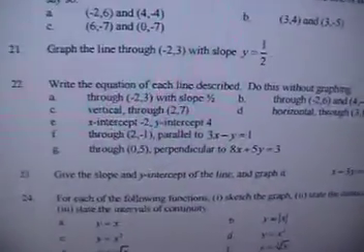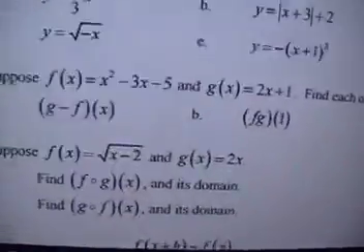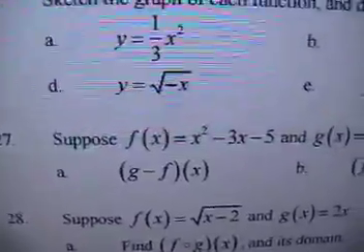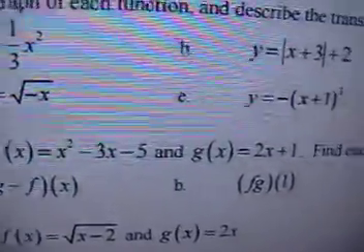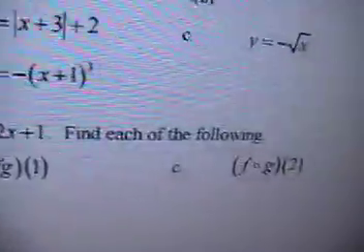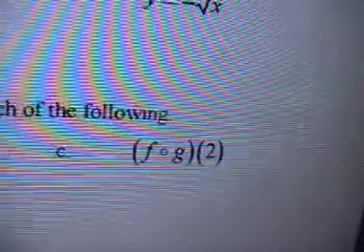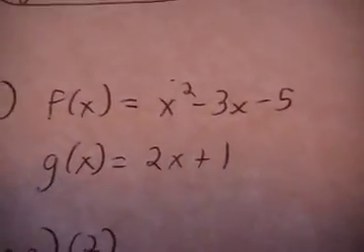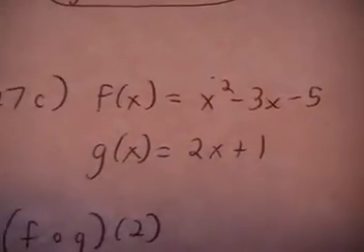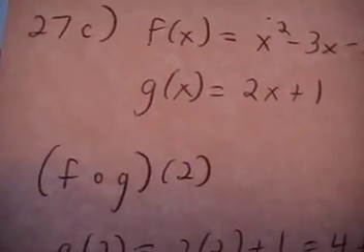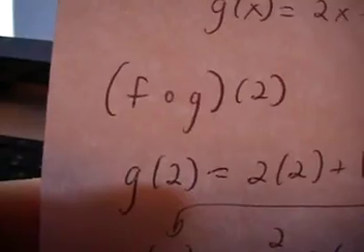Okay, next we have 27C. They give us an f of x, x squared minus 3x minus 5. They give us a g of x, 2x plus 1. Part C wants us to do f of g of 2. So this is the kind where you do these one at a time, and you do the closer one first. We want to do g of 2 first. F of g of 2 are the directions, but we do g of 2 first.